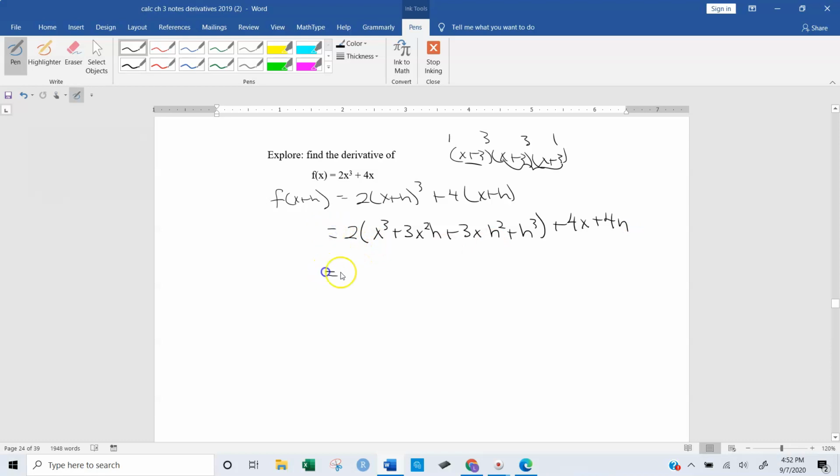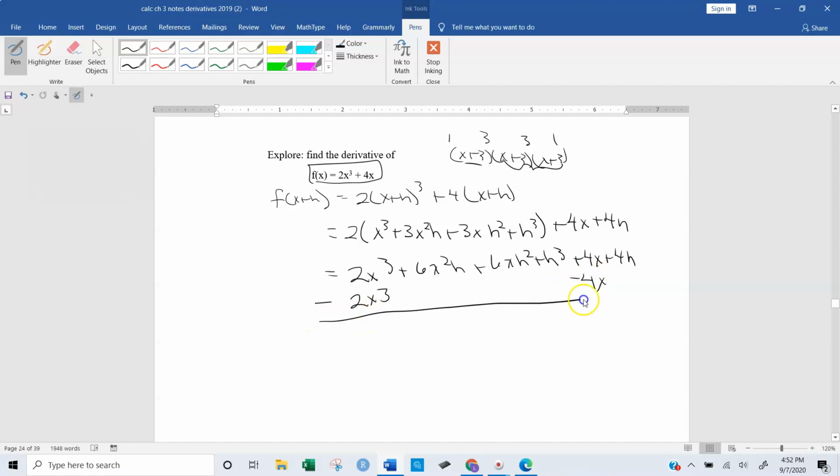So this here is a total of 2x cubed plus 6x squared h plus 6xh squared plus h cubed plus 4x plus 4h. That's your f of x plus h. Now you have to subtract your f of x. So I'm going to subtract your original. I'm just going to line these up. So I'm going to subtract the 2x cubed and the 4x away.